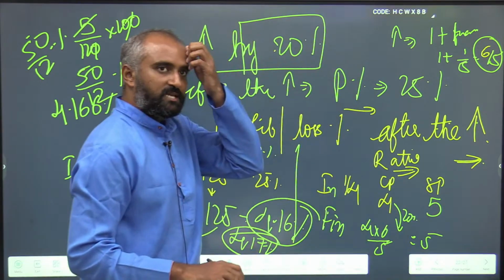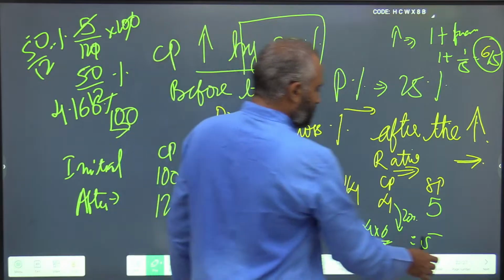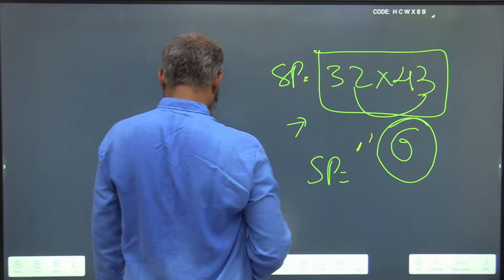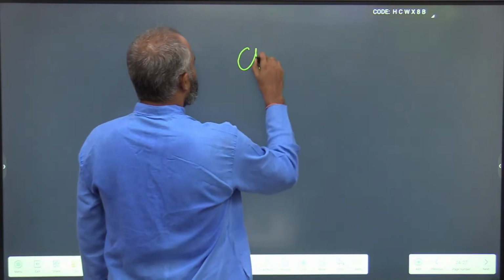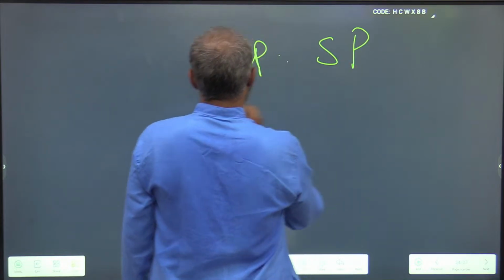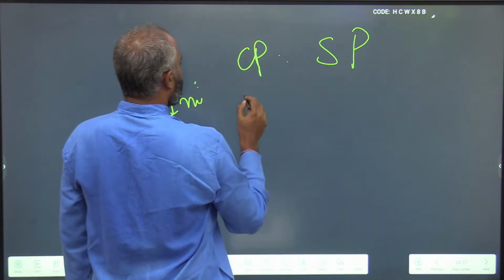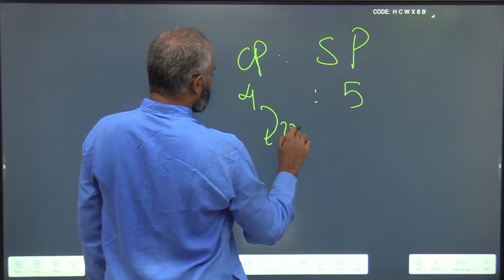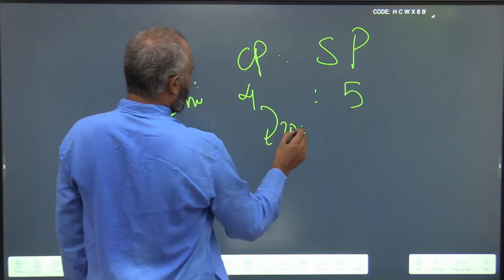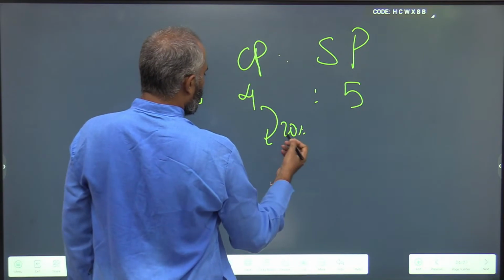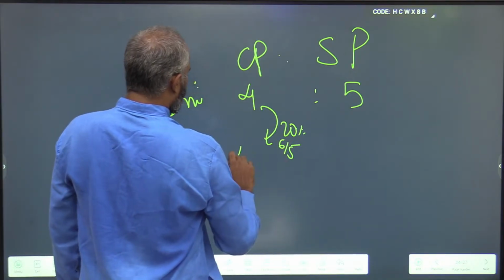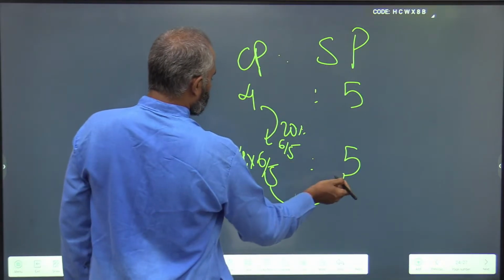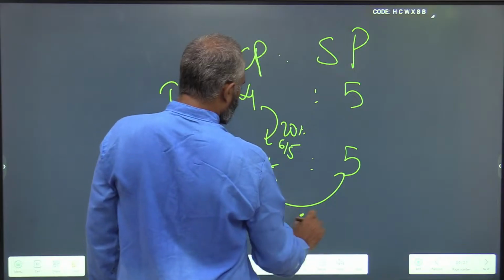Your SP has not changed. I'm just writing this here. This is CP, this is SP. Initial value 4, 5. Increase of 20% is nothing but multiplication factor of, we have already seen this, 6 by 5. So 4 into 6 by 5 is to 5. This 5 goes here, it becomes 24 is to 25.